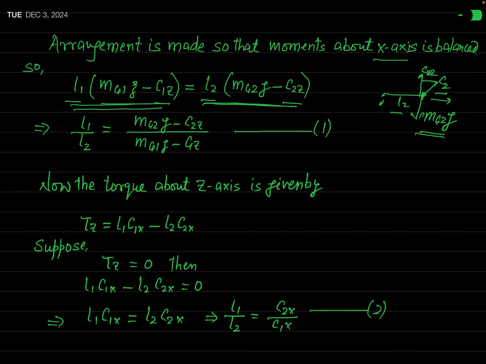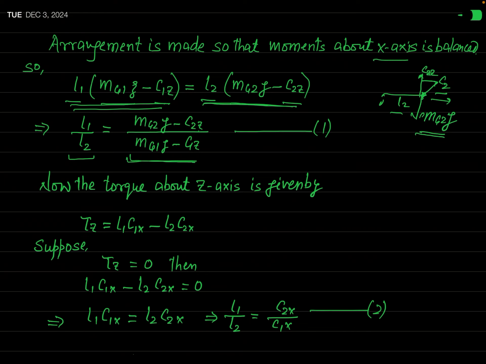Now from this equation you can see, if you try to find the ratio of L1 and L2, L1 over L2 will be simply equal to mg2 times small g minus C2z over mg1 times small g minus C1z.